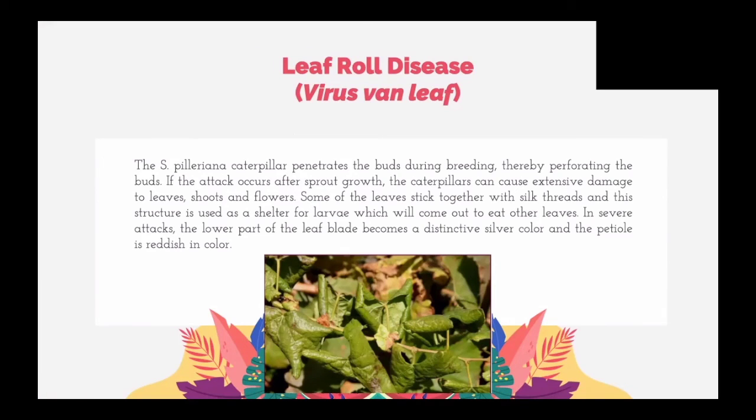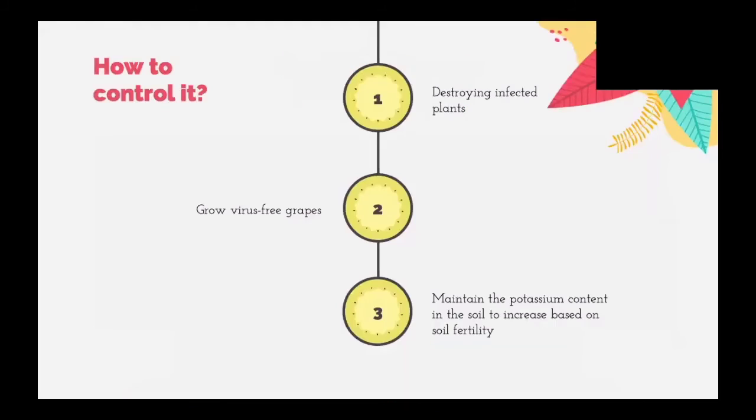How to control it? First, destroy the infected plants. Second, grow virus-free grapes. And the third is to maintain the potassium content in the soil, increased based on soil fertility.